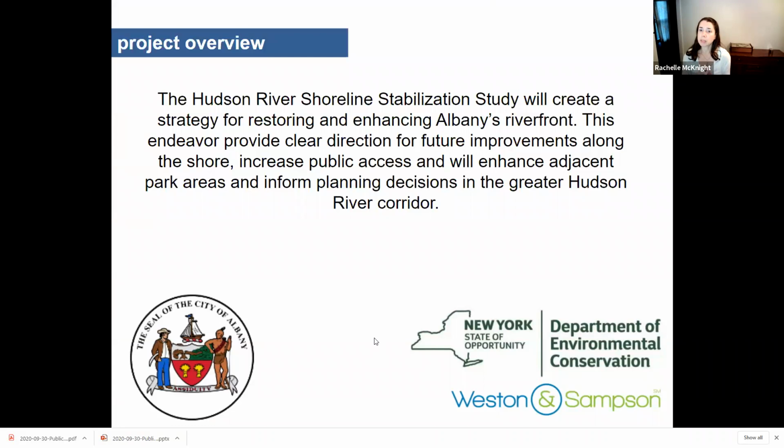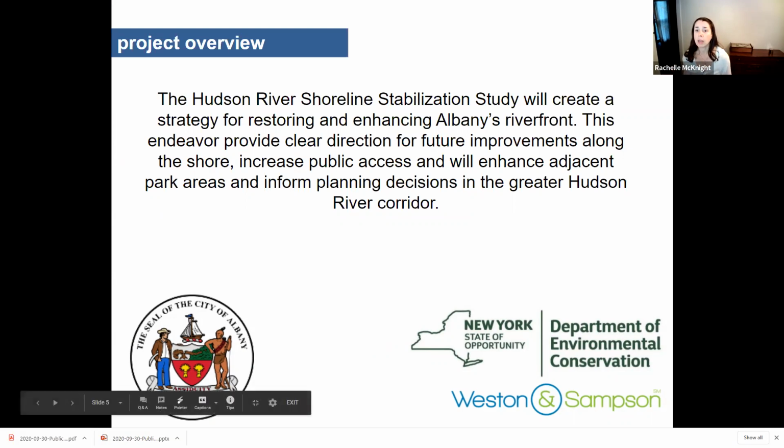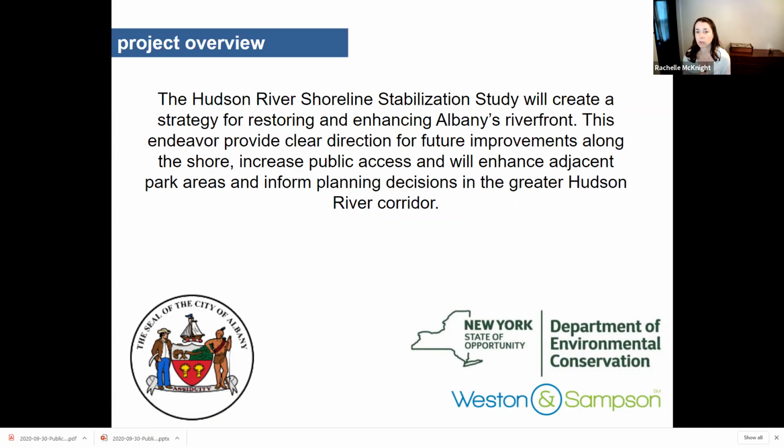So this is the basic overview of the study. What we're trying to do is to look at the entire shoreline along the city of Albany. We'll go through the project area, but it's basically 5 miles of shoreline. And we're trying to understand what's happening along the shoreline and the riverfront at this moment, at this blink in time. And then to come up with a long-term strategy for restoring and enhancing the riverfront.